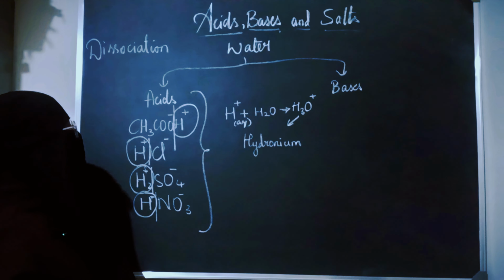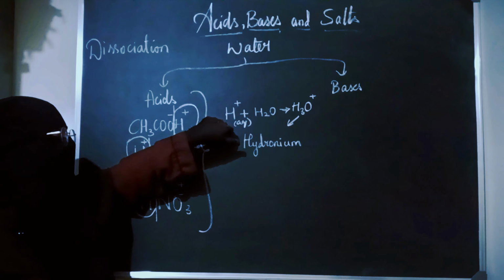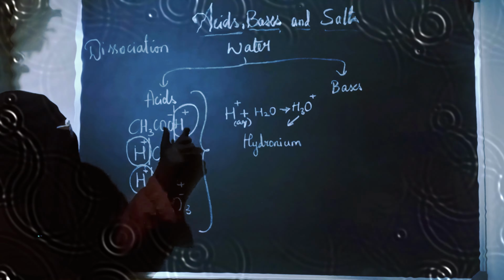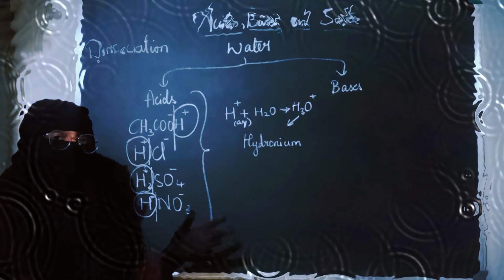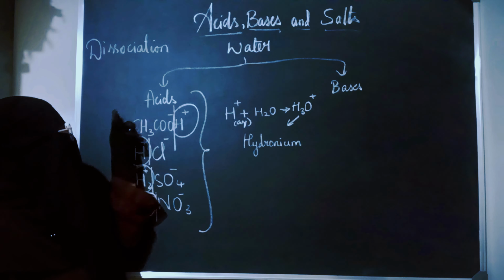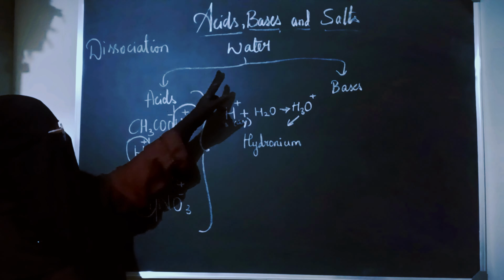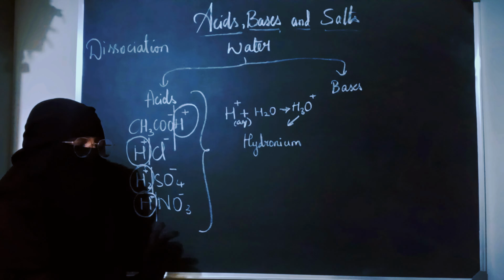So now we understood that all the acids will have H plus ion in common, and whenever water is added to them, the water splits in such a way that the H plus cation gets separated from the anionic part of the compound. So this is what happens when water is added to the acid.